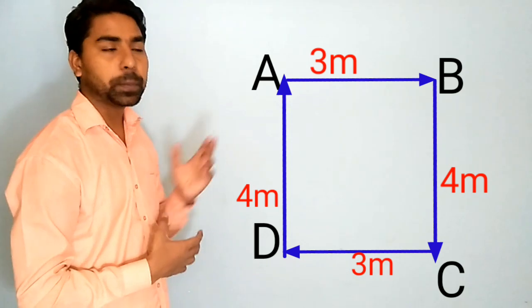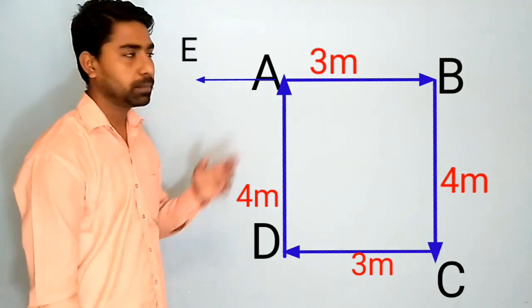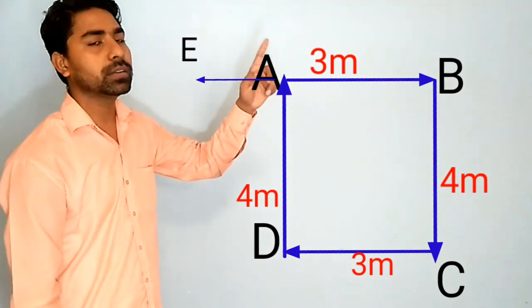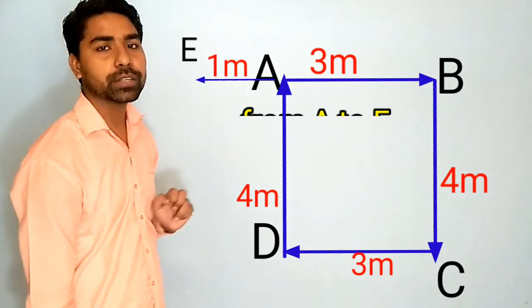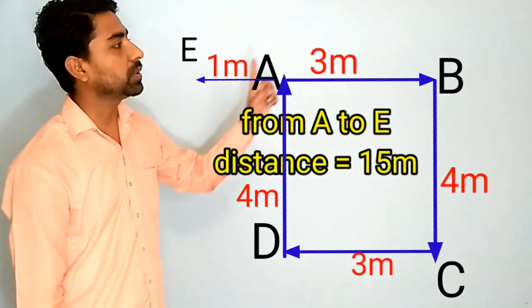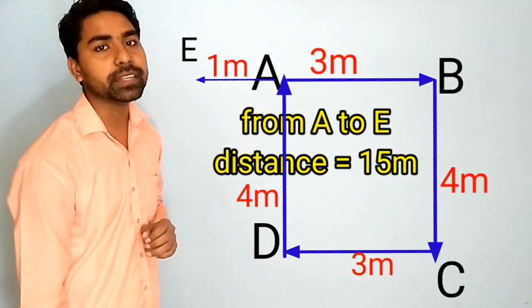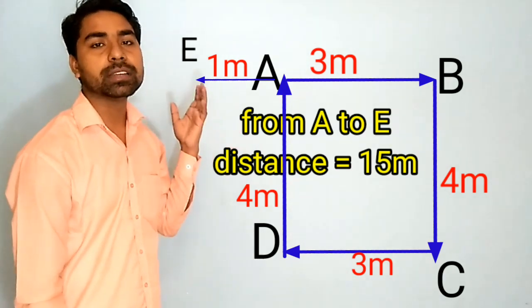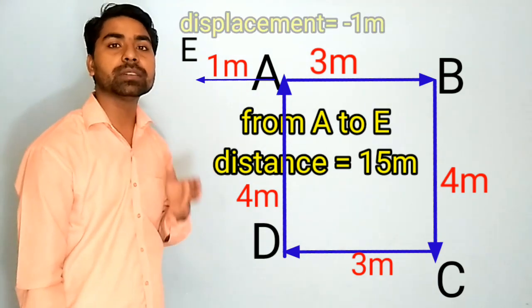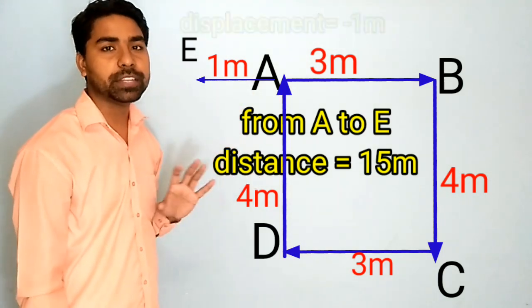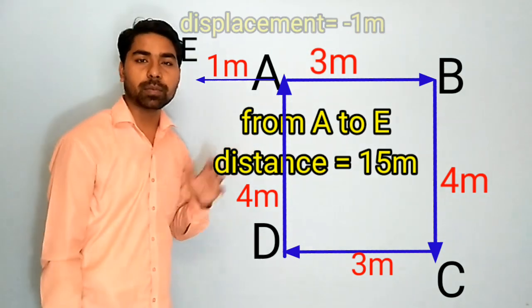Suppose from point A now, the person is moving in the opposite direction, to point E. So what is the total distance? If this is 1 meter, then 3, 4, 3, 4 and then 1 meter in this direction. So 14 plus 1, 15 meter. This is the distance. But what will be the displacement? When the person was going from A to B, we considered displacement 3 meter, positive direction. Now the person is moving in the opposite direction, so you will say minus 1 meter, initial and final. You say minus 1 meter because displacement is a vector quantity, so it may be 0, positive or negative also. But distance will always be positive. So this is about distance and displacement. Distance is a scalar quantity and displacement is a vector quantity.